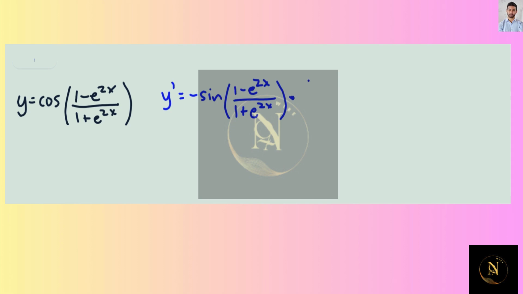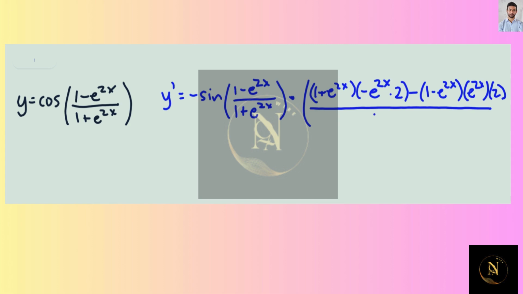So we have the bottom, 1 plus e to the 2x times the derivative of the top, and the derivative of 1 minus e to the 2x would be minus or negative e to the 2x times 2. We had to use the chain rule on that as well. The derivative of 2x is 2. So that's the bottom times the derivative of the top minus the top, 1 minus e to the 2x times the derivative of the bottom, and that would be e to the 2x times 2. And that's going to be over the bottom squared, so over 1 plus e to the 2x squared.